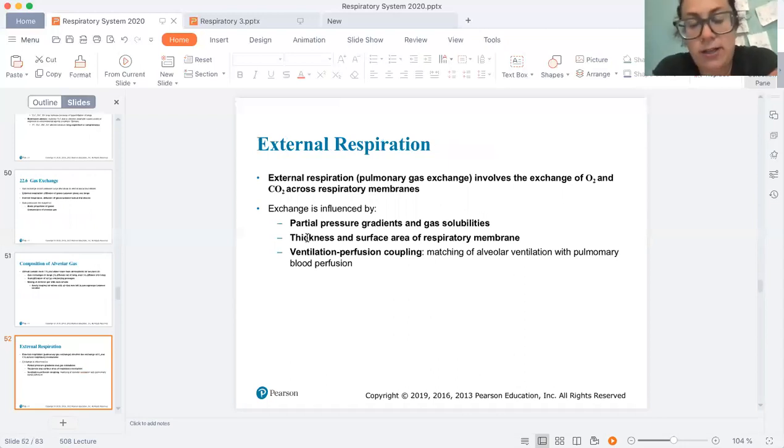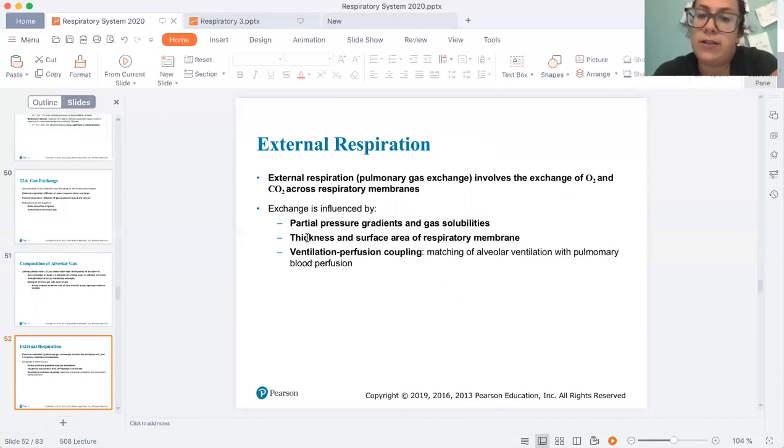As far as external respiration, remember, this involves moving the oxygen and the carbon dioxide across the respiratory membranes, from the lungs to the blood. How does that work? Remember, it's all about the pressure. If I'm talking about lungs, I'm talking about volume and pressure mostly. So the exchange in external respiration depends on the partial pressure gradients, which means the differences in pressure from one side of the alveoli to the other, and the solubility the gas has in that situation.